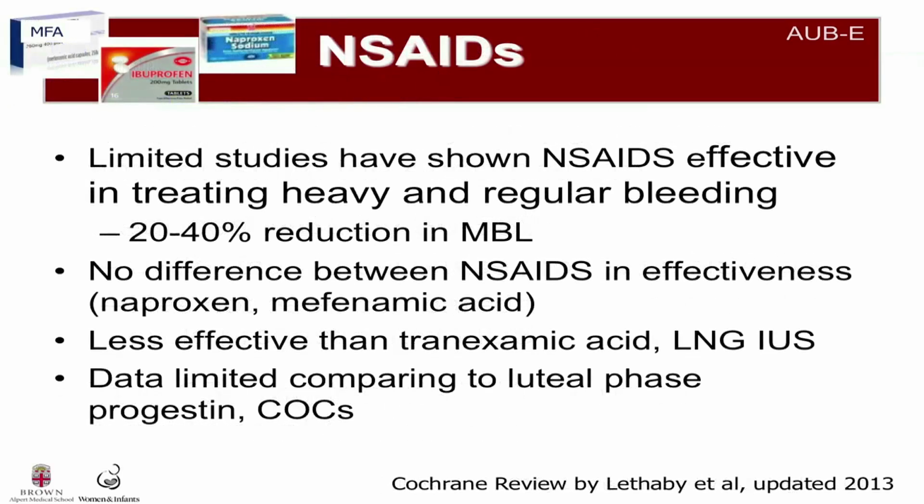Another treatment for AUB-E is NSAIDs. NSAIDs decrease the conversion of arachidonic acid to prostaglandin and shift the imbalance in the endometrium of patients with heavy bleeding to favor the vasoconstrictive prostaglandins. There are limited studies out there, but they've shown that NSAIDs can be effective in treating heavy and regular bleeding, with a 20 to 40% reduction in menstrual blood loss.